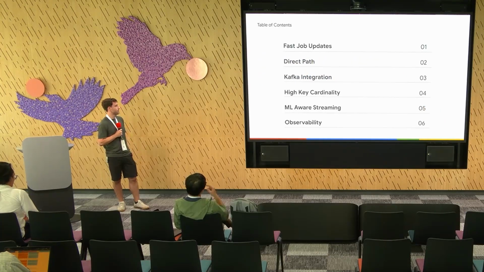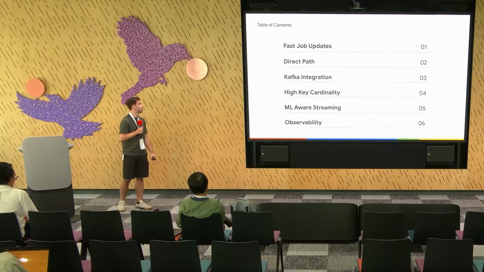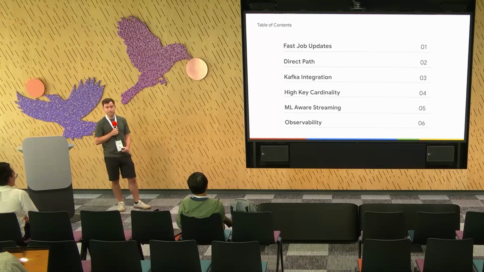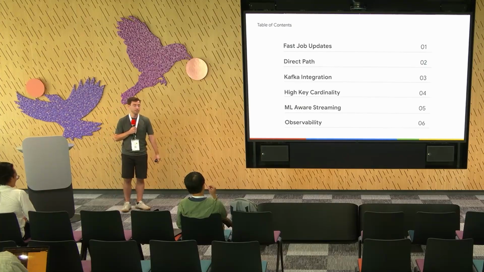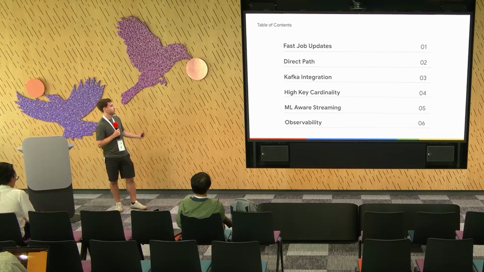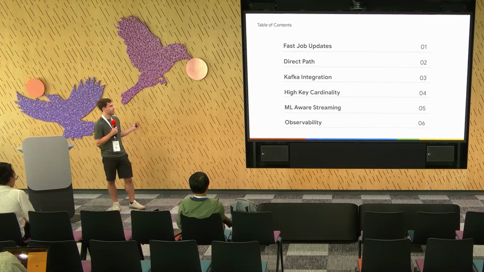We'll talk about a few different topics of what's coming next in Dataflow Streaming. First is fast job updates. How can you update your job with less downtime? Second, direct path. We're making some improvements to the Dataflow architecture to eliminate bottlenecks. Kafka integration. Kafka has become an important source and sink in Dataflow Streaming recently, and we want to make that the best experience possible for our customers.